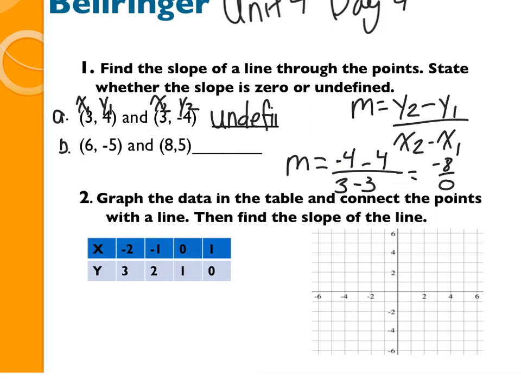When your 0 is on the denominator, it's undefined. When it's in the numerator, your answer is 0.